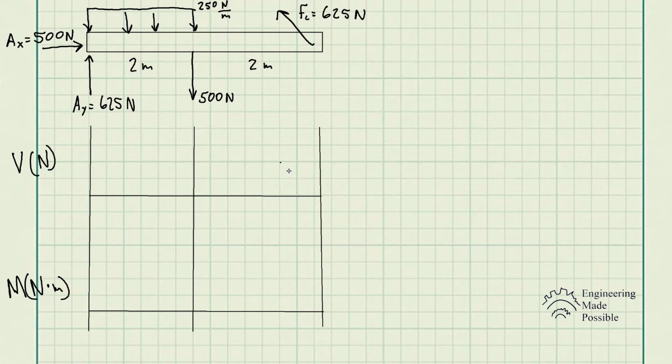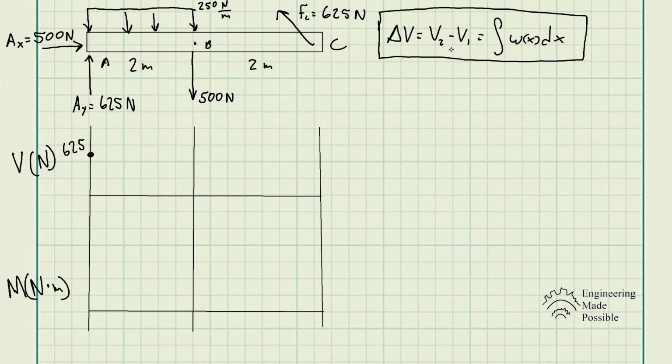So first off, we see the reaction force AY, 625 newtons, which means our shear is going up 625 newtons. So let's plot it here, 625. We already know the units are in newtons here. Now, how would we get the shear at this point? This is B, this is C, and this is A. Remember, we go back to the relationship that I initially gave, the equation, which is the change in shear: V2 minus V1 is equal to the integral of Wx dx.